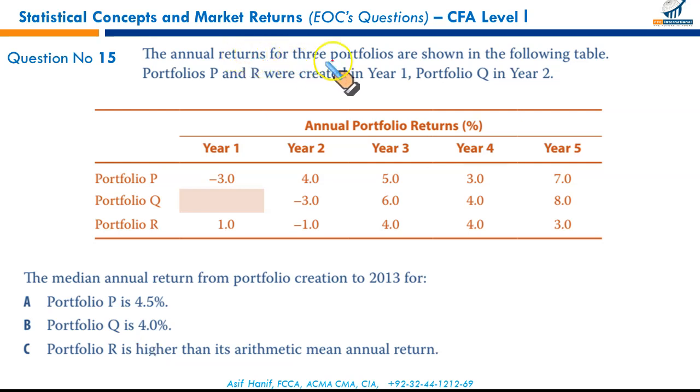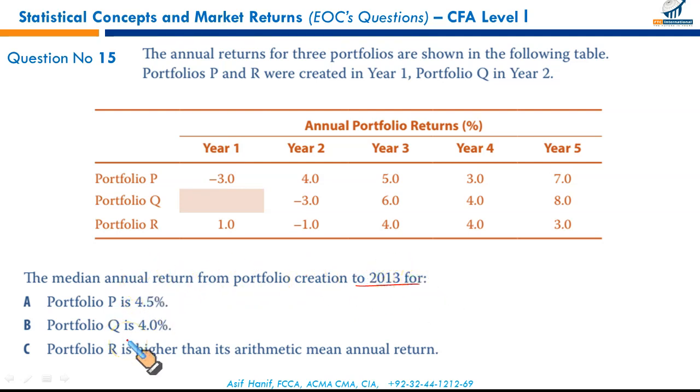The annual returns for 3 portfolios, portfolio P, Q, R, are given in the following table. Portfolios P and R were created in year 1, so we have the result for year 1 as well. But Q was created in year 2. That's why there is nothing in year 1 related to portfolio Q, and returns are given up to year 5. Okay, what is needed? The median annual return from portfolio creation to 2013 for each. We have to calculate the median for all.